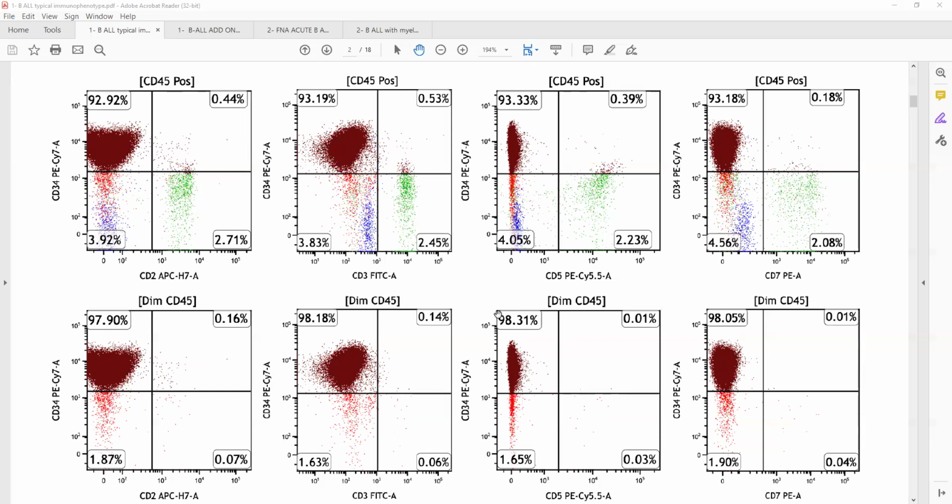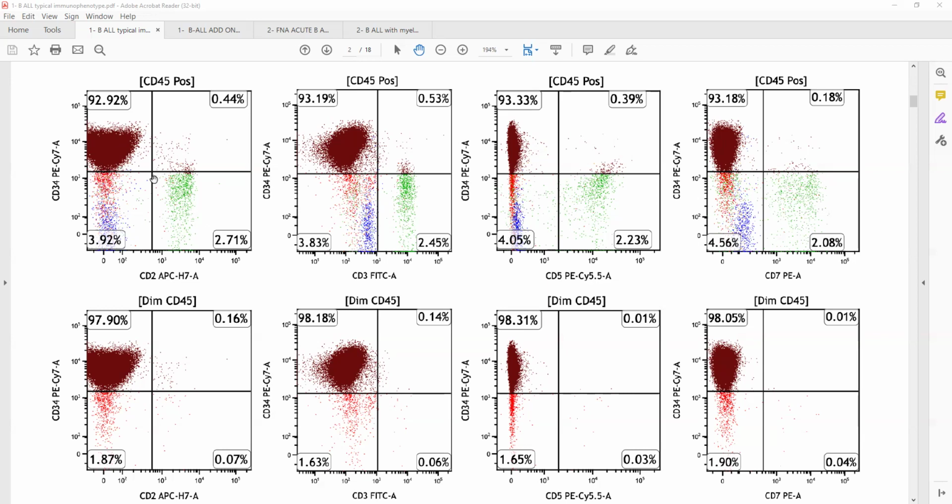Now here we do have our T-cell tube with our T-cell markers. And we said before that here on the y-axis you have CD34, and here on the x-axis you have CD2. So anything to the right of this vertical line is considered positive for CD2, and anything to the left of this vertical line is considered negative for CD2. As for this horizontal line here, anything above it is considered positive for CD34, and anything below it is considered negative for CD34.